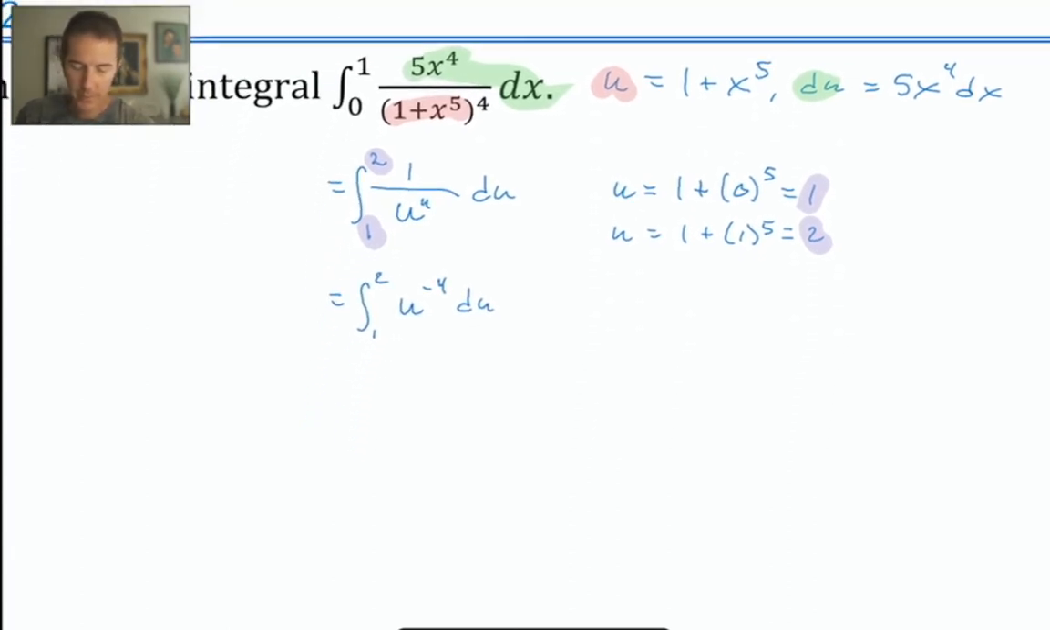In order to integrate this, I believe it's called the power rule, we're going to increase the exponent by 1 and then divide by the new exponent.